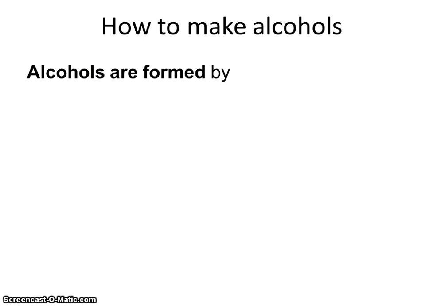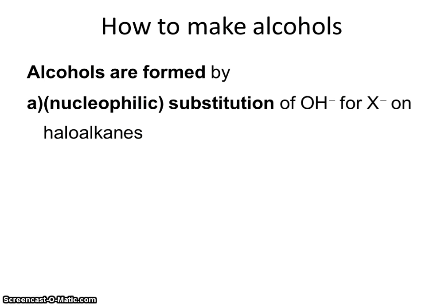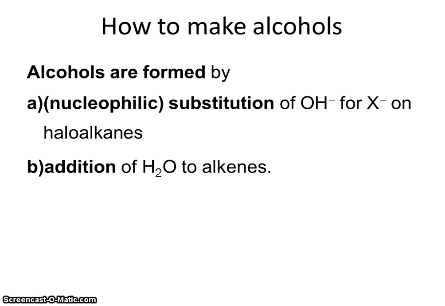Alcohols can be made by nucleophilic substitution. Here's a cool new word for you, nucleophilic, but you'll know these reactions as substitution reactions. So we substitute OH minus onto something from X minus, so chloride or bromide or iodide on haloalkanes. It's one way we can do this. If you're interested, you can go look up what a nucleophile means. As far as we're concerned, a nucleophile is something that has a negative charge that can come in and attack.